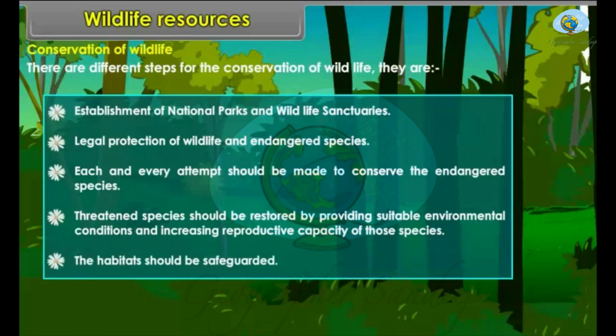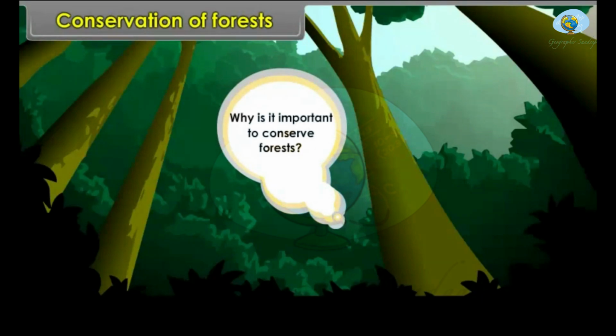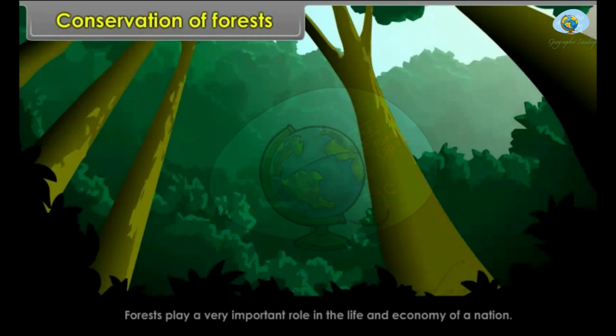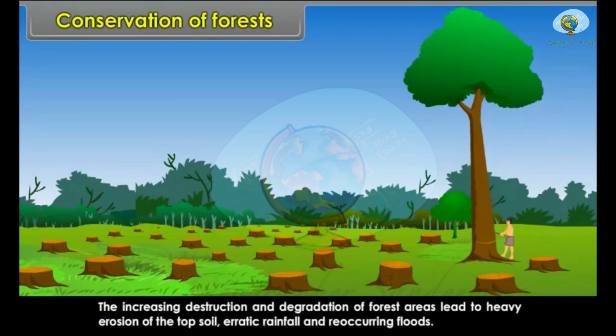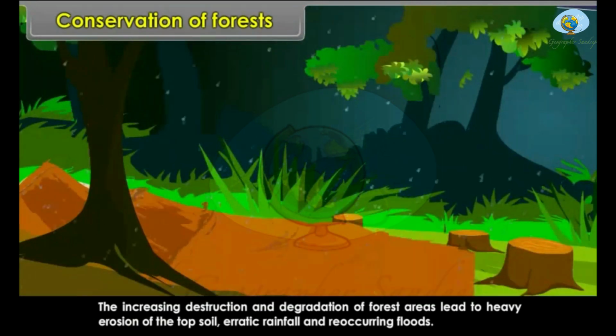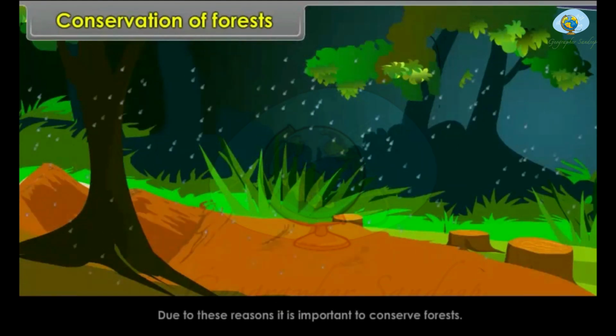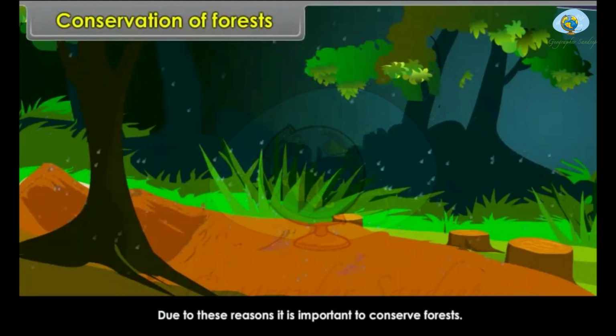Habitats should be safeguarded. Conservation of forests. Why is it important to conserve forests? Forests play a very important role in the life and economy of a nation. The increasing destruction and degradation of forest areas lead to heavy erosion of the topsoil, erratic rainfall and recurring floods. Due to these reasons, it is important to conserve forests.